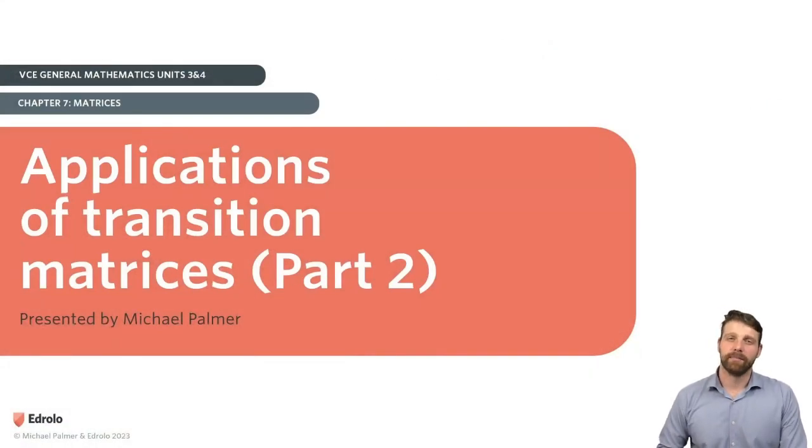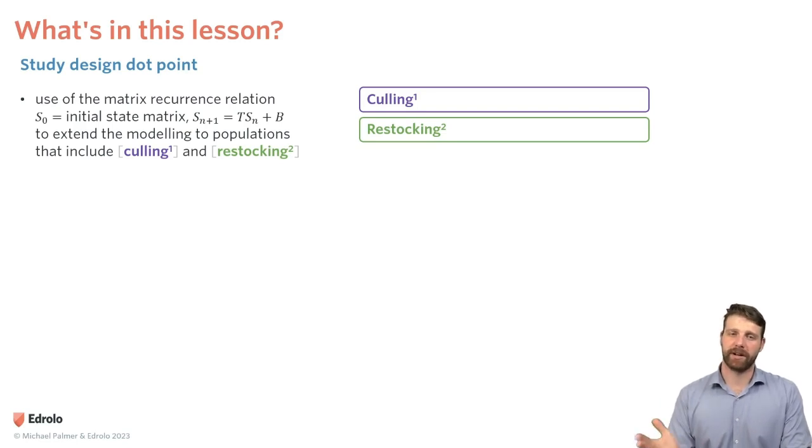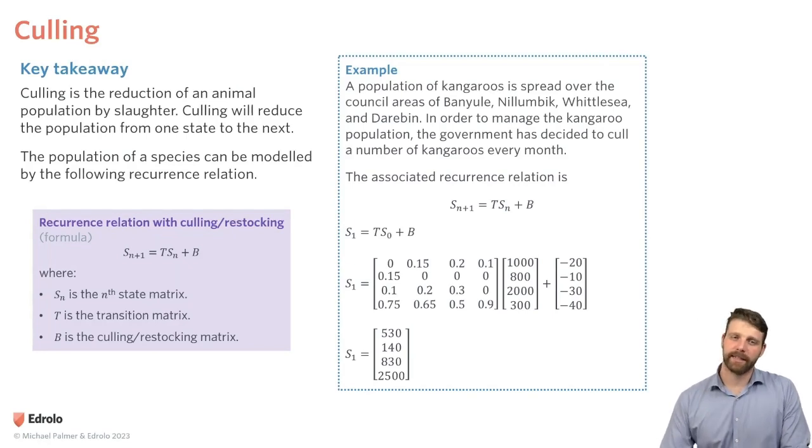Okay, applications of transition matrices part 2. Let's do it. In this lesson, we're going to look at culling, and we're going to look at restocking, which is just a slight variation on the transition matrix stuff we've done before. First up, we've got culling. Culling is the reduction of an animal population by slaughter. Culling will reduce the population from one state to the next.